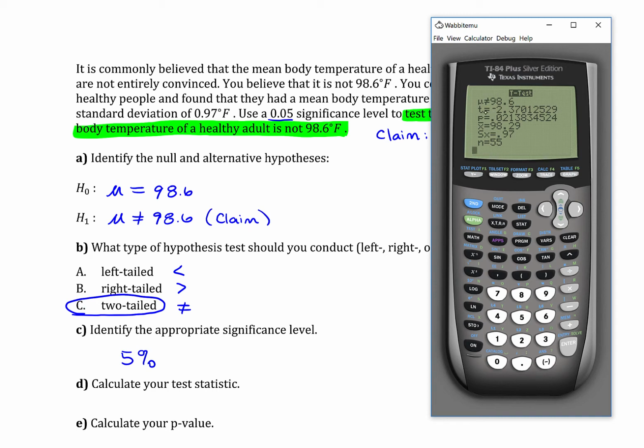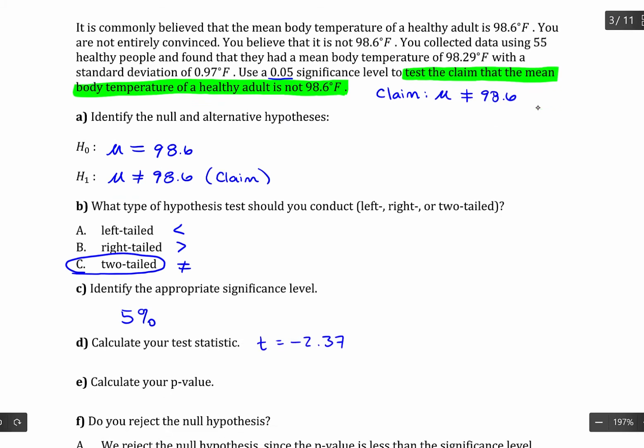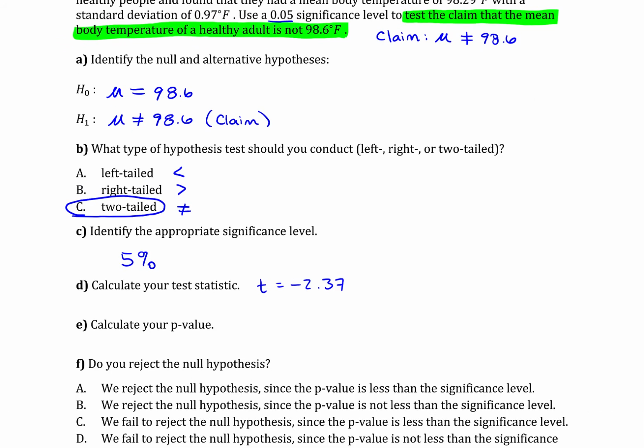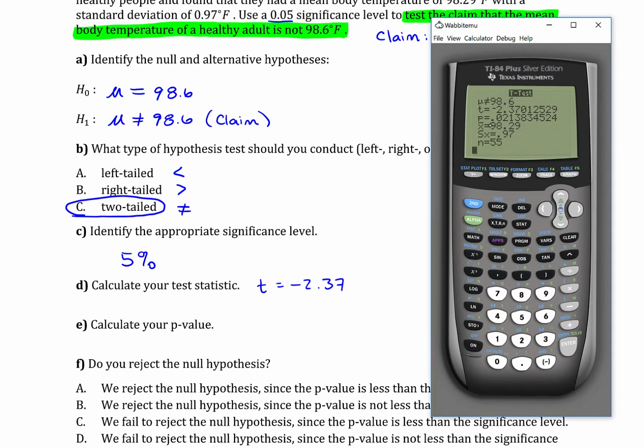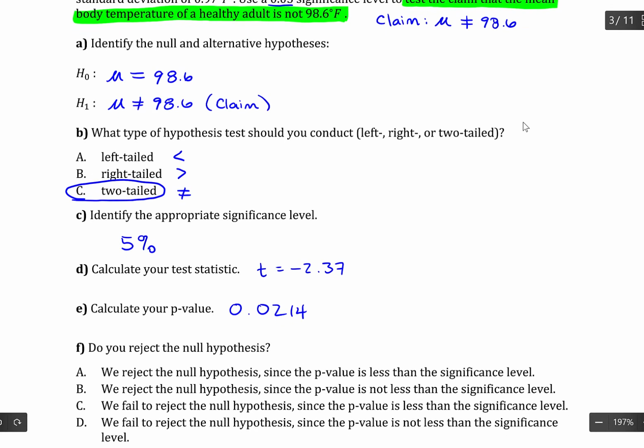Now, the items that come up here: T is our test statistic, so negative 2.37. And the next thing that shows up is the p-value, so 0.0214. I'm just rounding to the number of decimals I think is appropriate, but of course follow your rounding rules given in the problem.